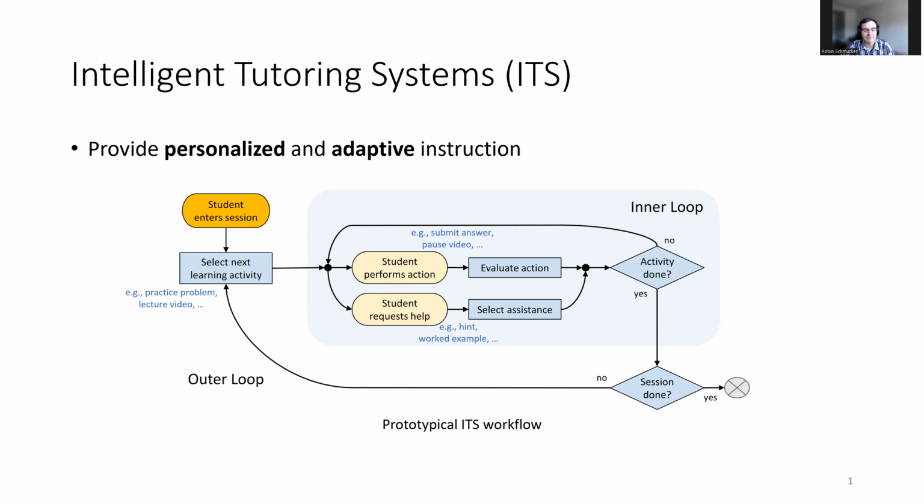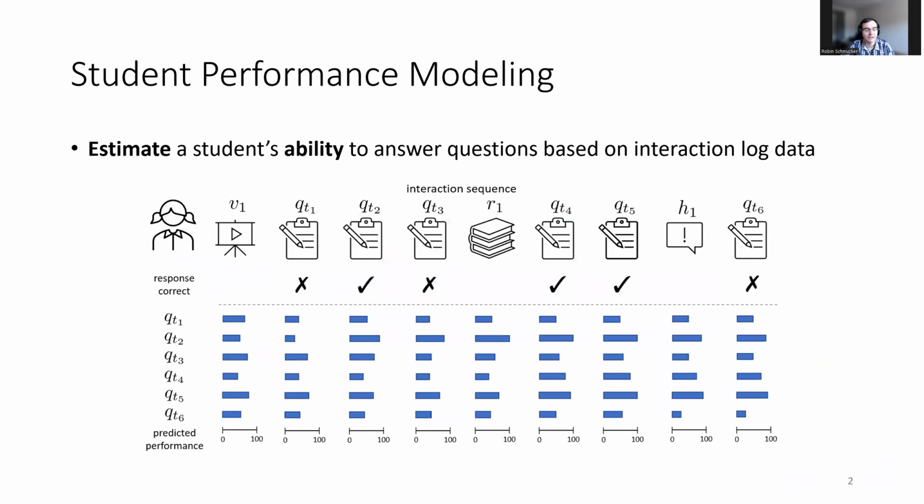In order to adapt the workflow to individual students, the system needs an understanding of where the student is in their individual learning process. And here, student performance modeling can help and provides an important building block of intelligent tutoring systems. Student performance modeling is concerned with estimating a student's ability to answer questions based on interaction log data.